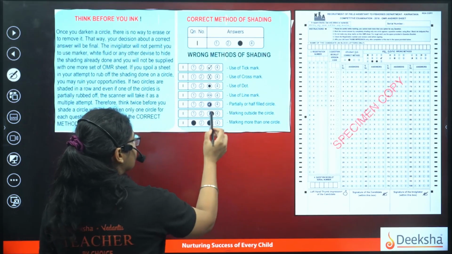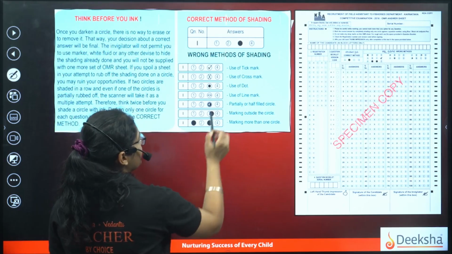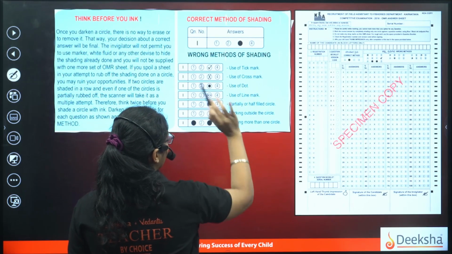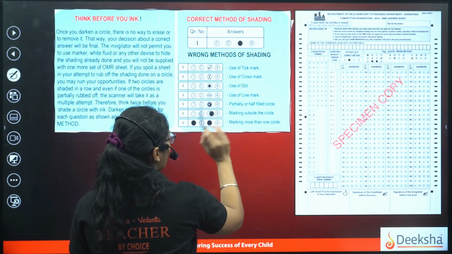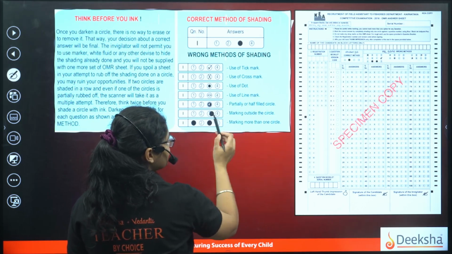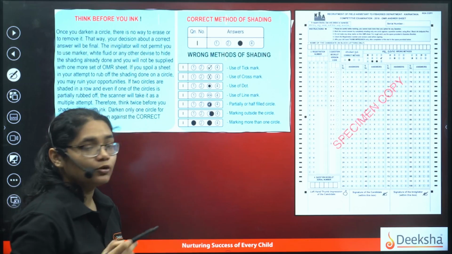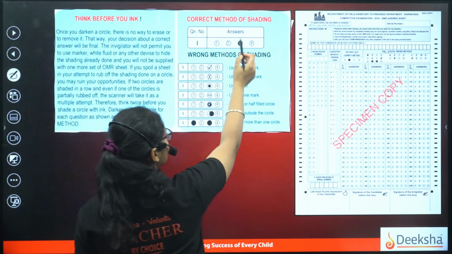You should make full circles. You cannot just do any tick mark or cross mark. You cannot use a dot. You cannot use lines. Partially or half-filled circles will not be counted. Marking outside the circle will not be counted. Marking more than one circle will also not be counted. This is the correct way.